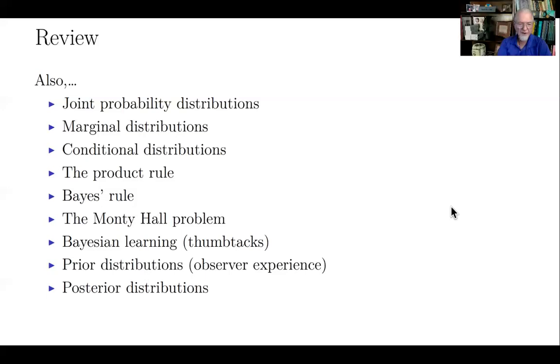So prior distributions, the ones we were talking about, are observer experience, and experience includes all actual measurements that have been done. And then posterior distributions are obtained from the joint probabilities using Bayes' rule.